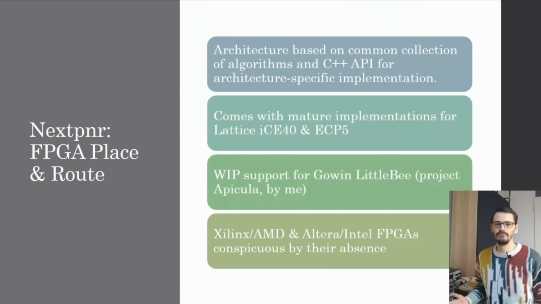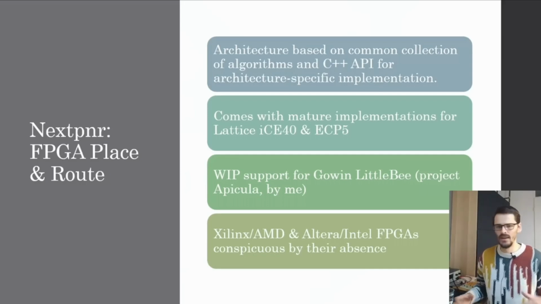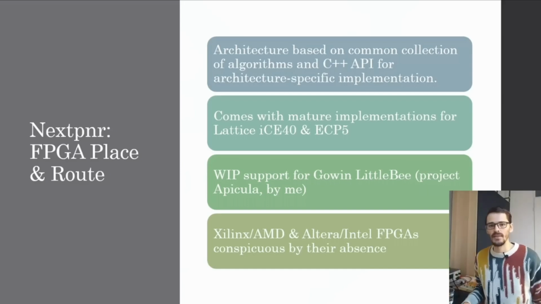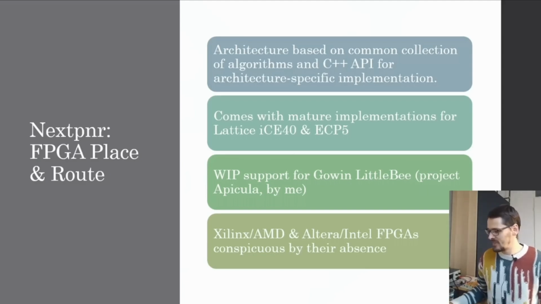NextPNR is the most widely used open source place and route tool for FPGAs. It has this architecture where you just implement this API that it has in C++, and you do this for each architecture that it supports, and it currently supports only a few. Like the mature ones are IS40 and ECP5, which are both Lattice FPGAs. There's some work in the background going on to add support for more FPGAs, one of which is my work on the Gowin FPGAs, which is another talk I will be presenting at this conference. Yeah, and that's it.